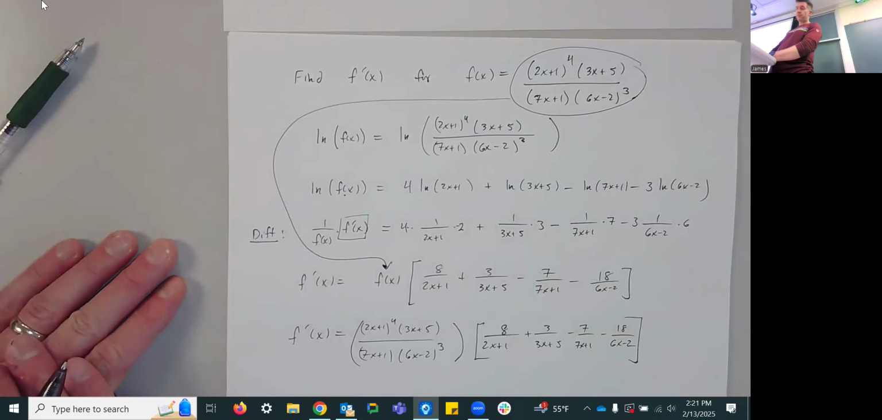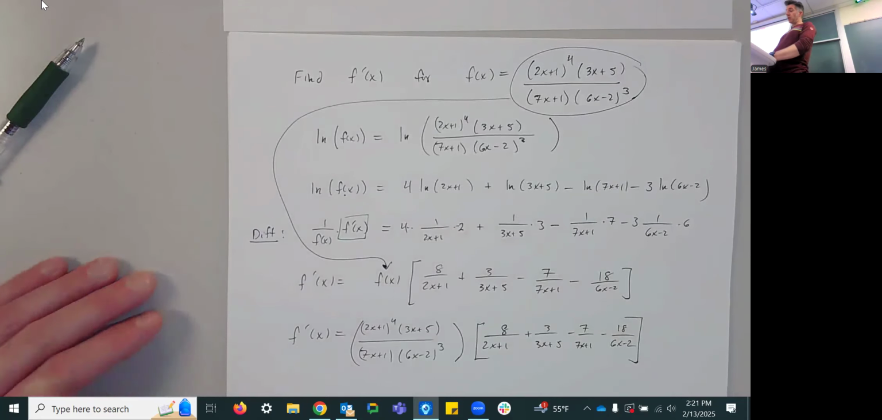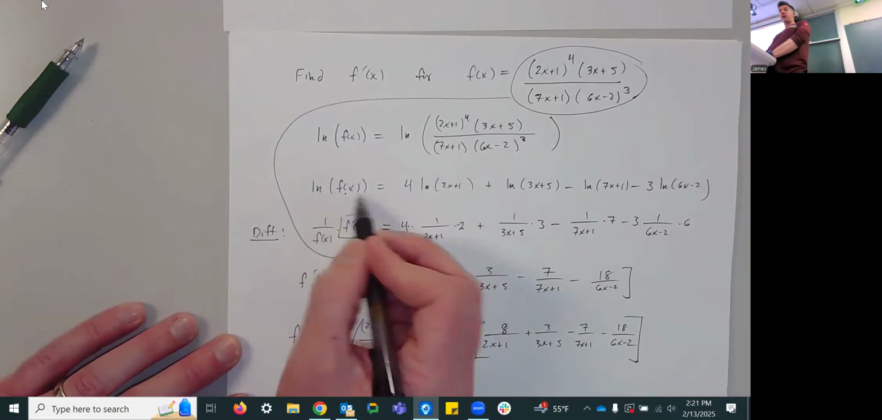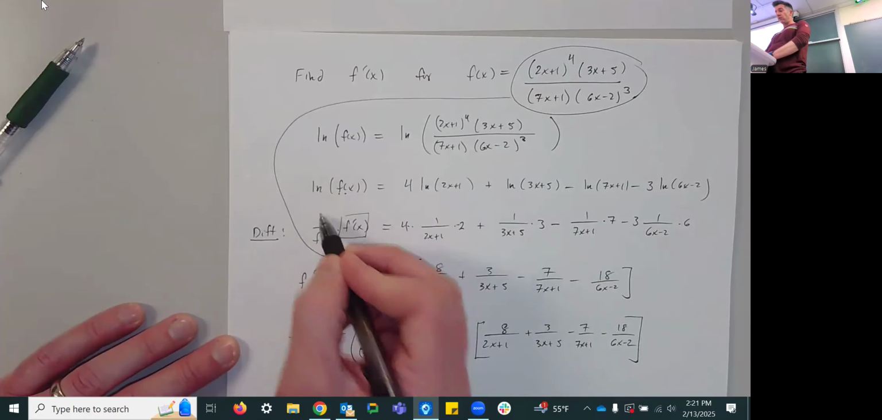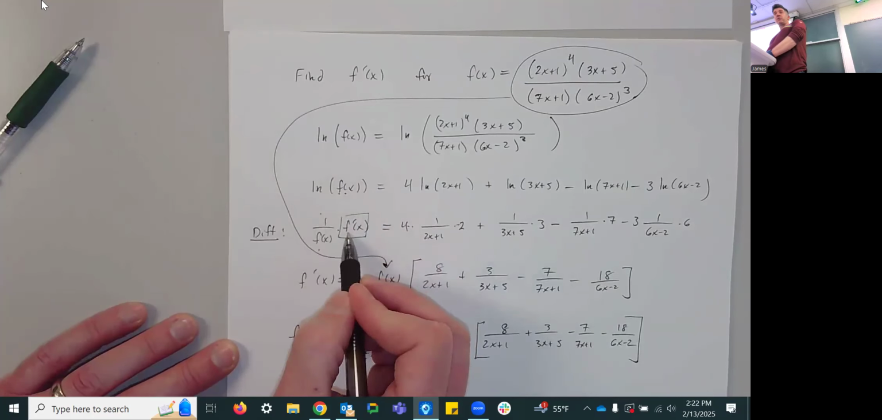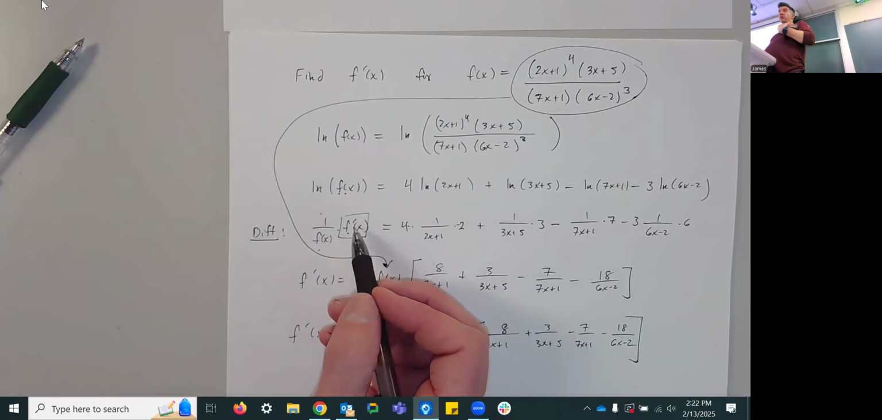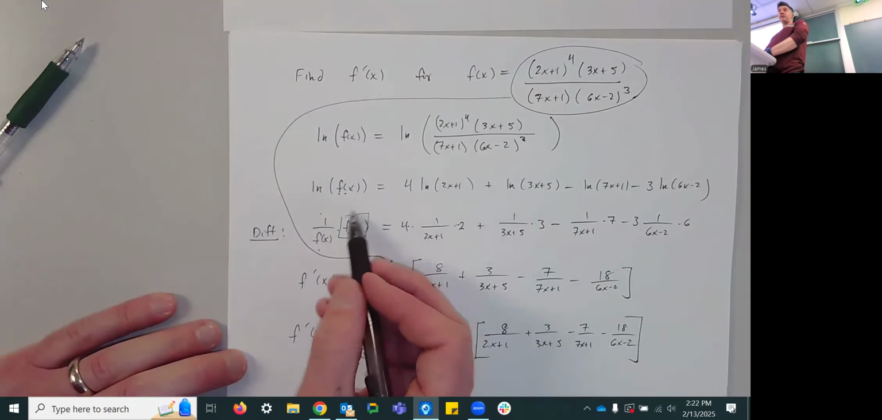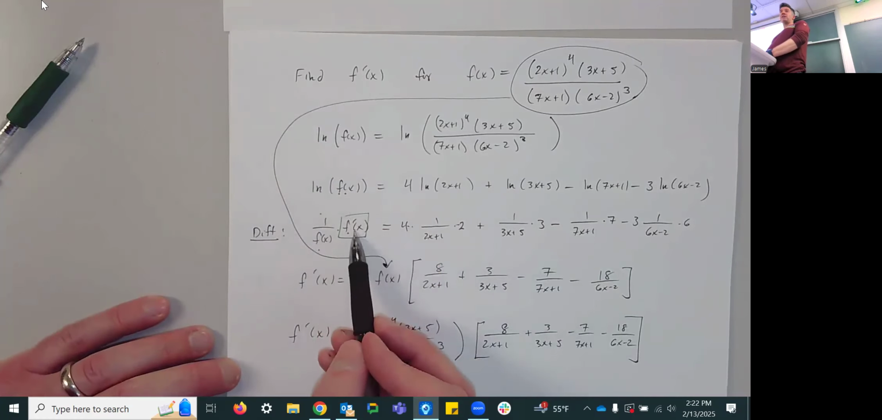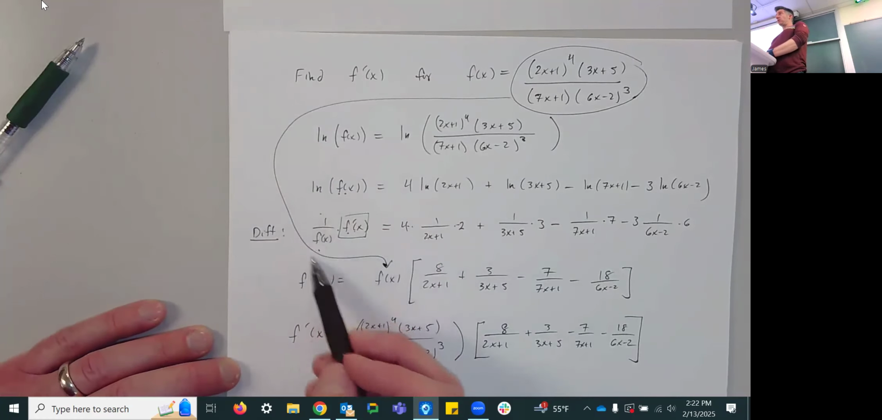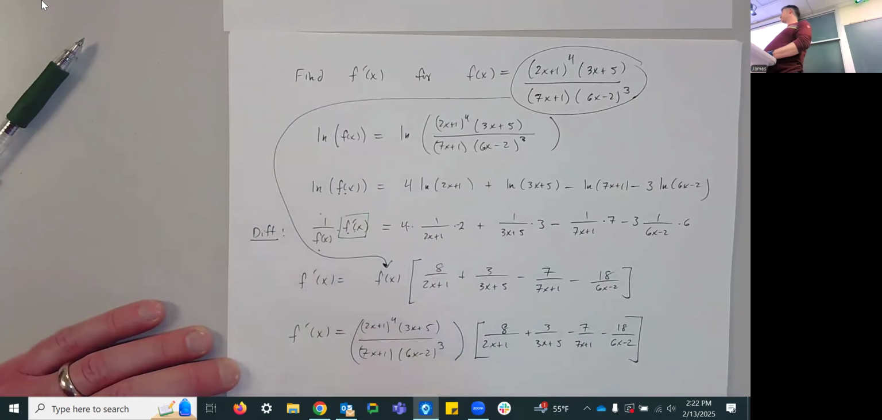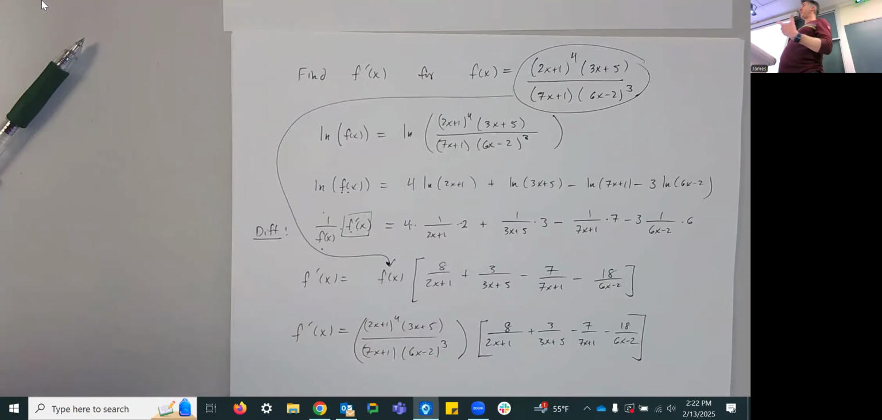Why are you multiplying it by f of x? Because when I took the derivative of the natural log of some stuff, I got 1 over the stuff times the derivative of the stuff. But then I'm trying to find the derivative, so I want f prime of x all by itself. So I'm multiplying both sides by f of x to get rid of the 1 over f of x on the left-hand side. And that almost always happens when you have the natural log of y equal to the natural log of some other stuff: at the end of the process, you multiply both sides by your original function.